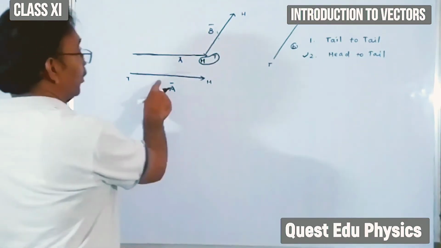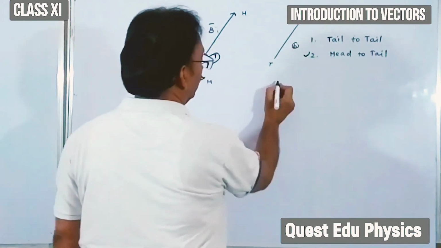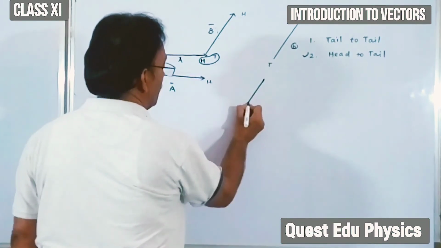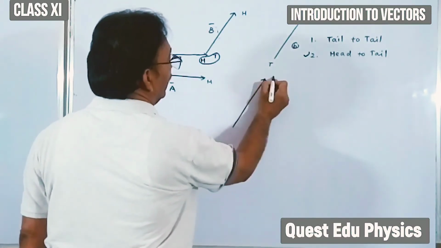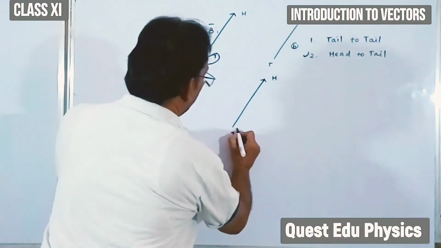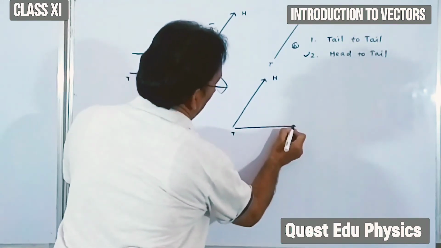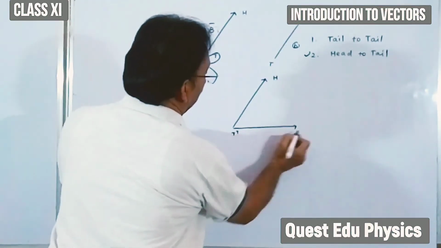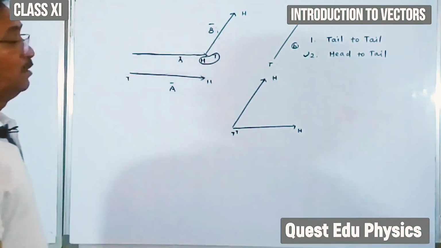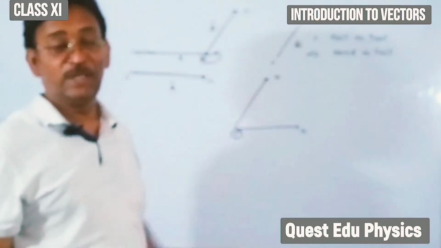It is simple. I am transposing this vector from here to here. I am redrawing the same here. It is the head and it is the tail. I am moving this, and I kept it here. This is the tail and this is the head. See this, tail to tail. Vectors can be added by two ways: one is head to tail and the second is tail to tail.